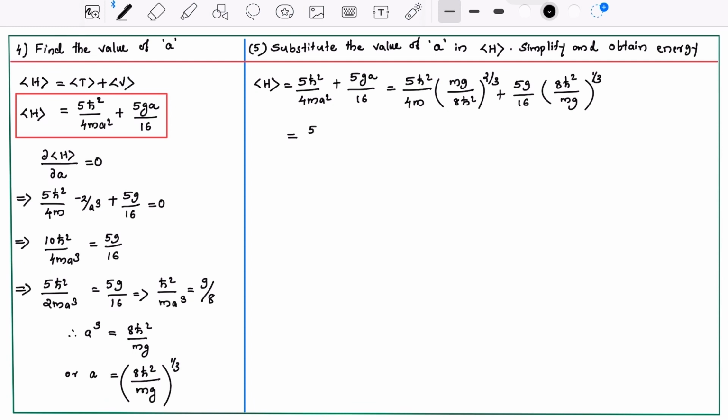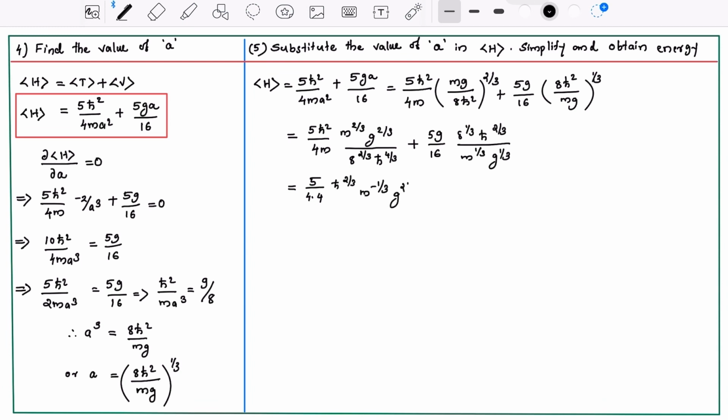And this is equal to, let us simplify the expression. This is equal to 5ħ²/4m, then we can write it as m raised to 2/3, g raised to 2/3 by 8 ħ raised to 4/3, plus 5g/16, 8 raised to 1/3, ħ raised to 2/3, divided by m raised to 1/3, g raised to 1/3, that is equal to 5 by 4 into 4, ħ raised to 2/3, m raised to minus 1/3, g raised to 2/3, plus 5g by 8, ħ raised to 2/3, m raised to minus 1/3, then g raised to 2/3.